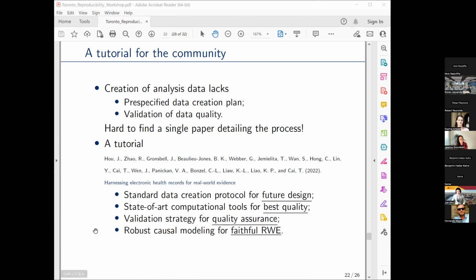And we also provide a validation strategy so that we have quality assurance, regardless of what initial data quality we have from the EHR from different institutes. And we also provide a guideline on how we can prepare data for robust causal modeling so that we can adjust for confounding to deliver faithful real-world evidence.